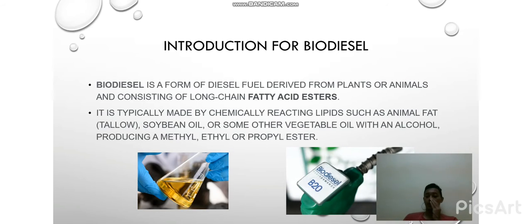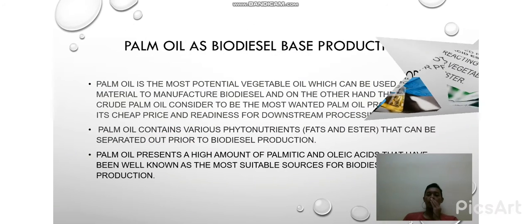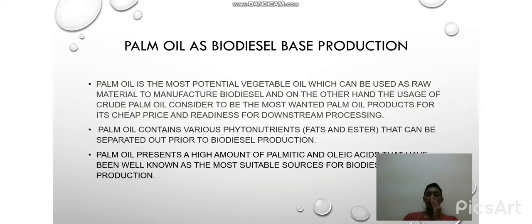So, using palm oil as the base for biodiesel production. Palm oil is the most potential vegetable oil which can be used as raw material to manufacture biodiesel, and on the other hand, crude palm oil is considered to be the most wanted palm oil product for its cheap price and readiness for downstream processing. Palm oil also contains various phytonutrients, fats, and esters that can be separated out prior to biodiesel production. Palm oil has a high amount of palmitic and oleic acid, which are well known as the most suitable sources for biodiesel production.